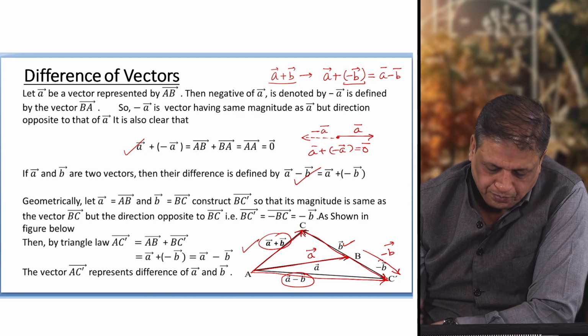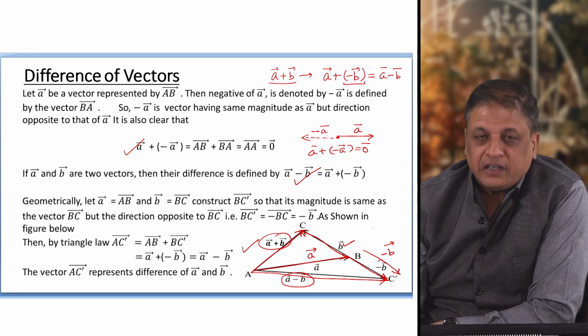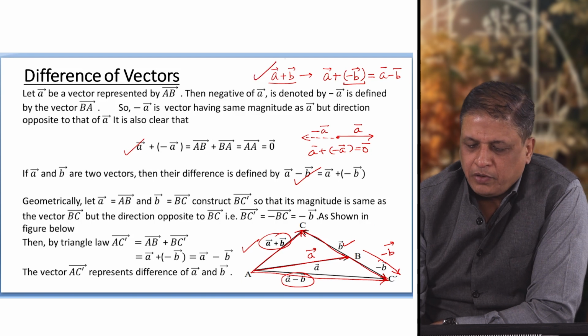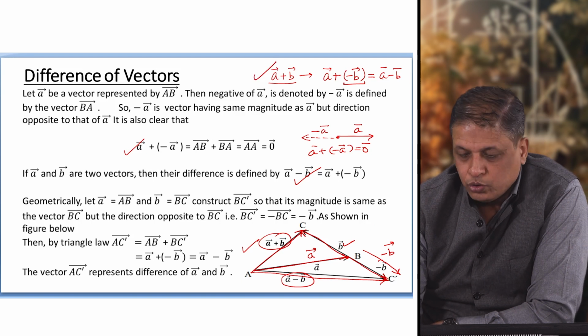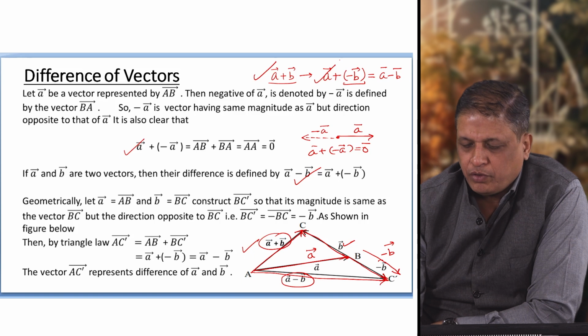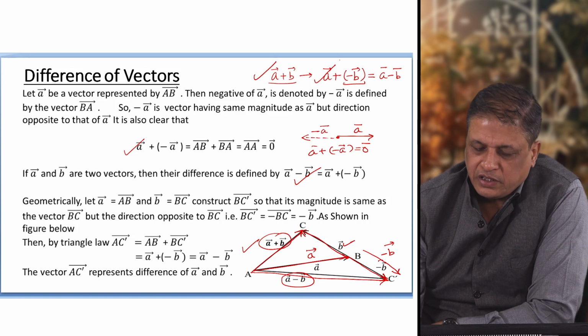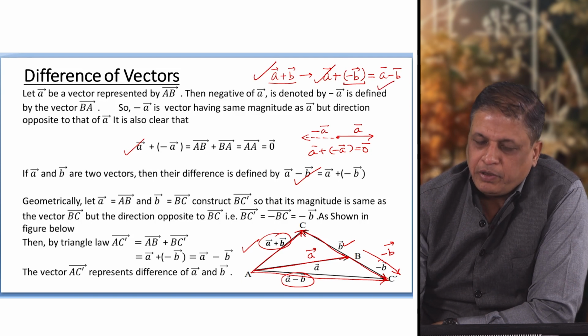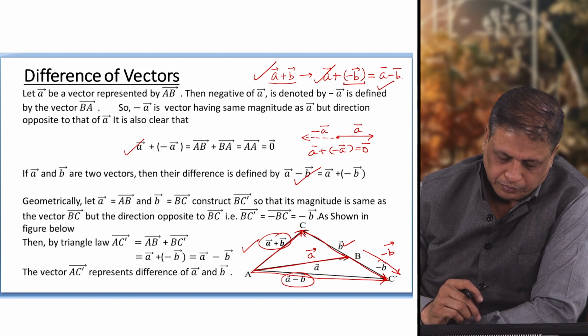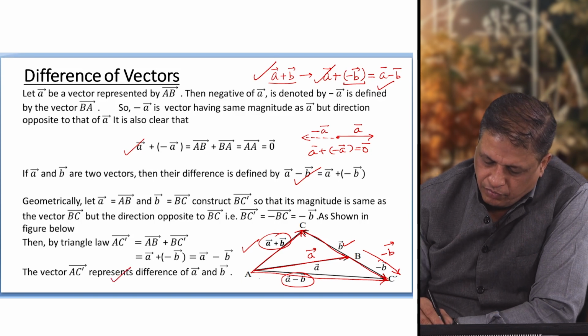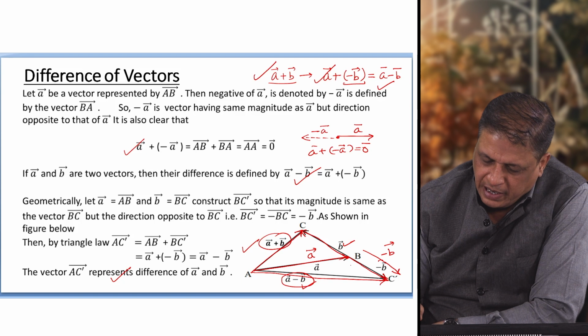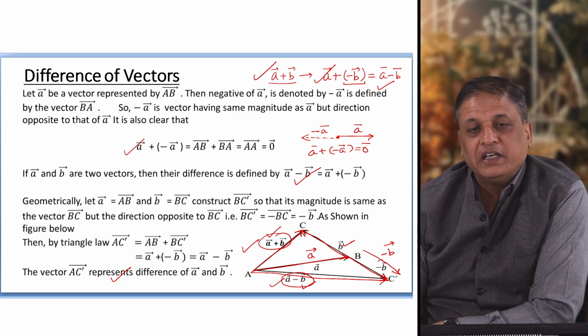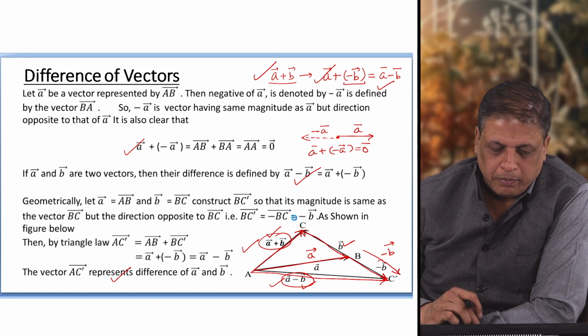So, we learned that A plus B can be used to understand the concept of the difference of vectors, because if the direction is reversed, then the same vector B can be represented by negative of B, and by applying the triangle law of addition of vectors, you can determine A minus B. So, in this case vector AC dash represents A minus B, and vector AC represents the sum of vectors A and B.